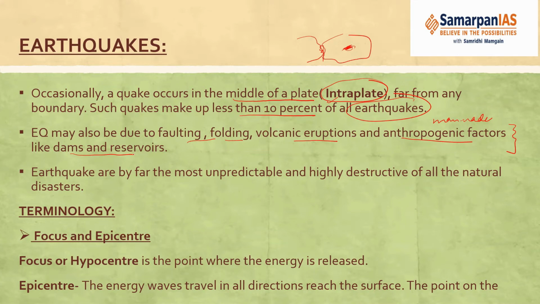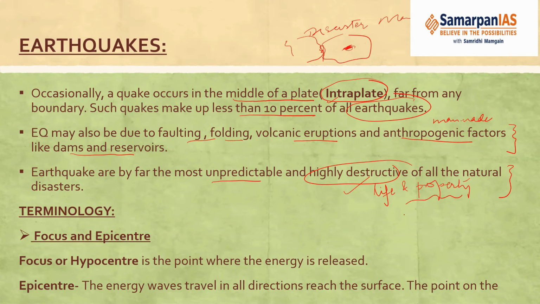And the last point is that earthquakes are the most unpredictable and highly destructive of all natural disasters. They can cause huge loss of life and property, if an earthquake occurs in a nearby area which is highly populated or very dense.